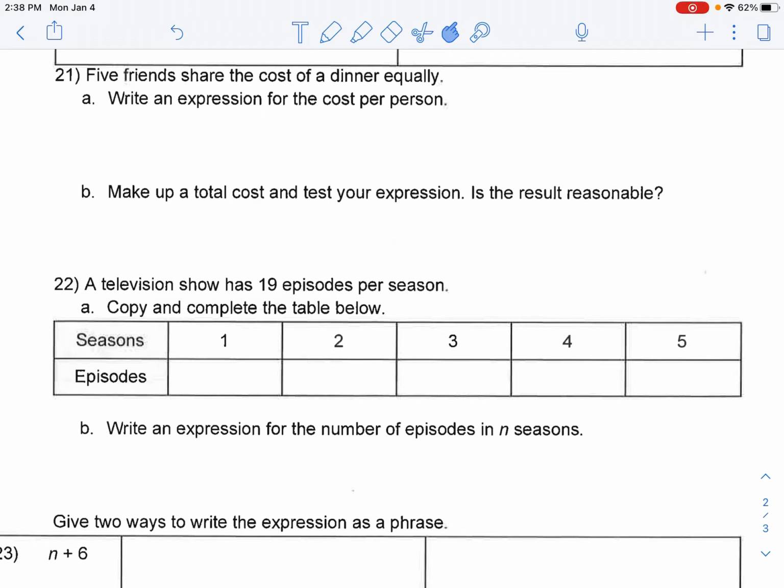Number 21. 5 friends share the cost of a dinner equally. Write an expression for the cost per person. So if you went out to dinner with 4 other people, there was 5 of you total, what would you do with the total bill to decide how much each person owed? Then for the second part, you were going to make up a total cost. So you could say the total bill was $50. And how would you figure out how much each person owed if there were 5 people at dinner?